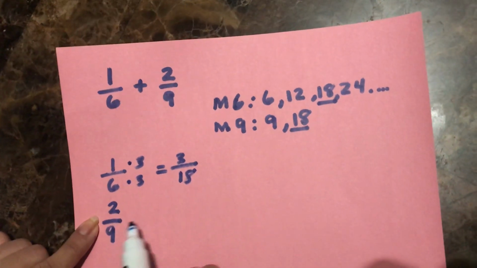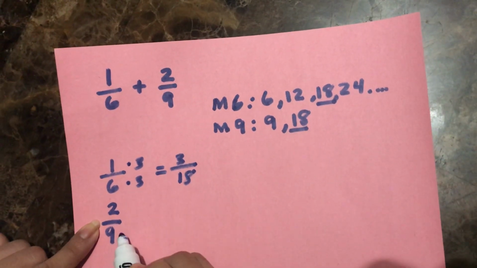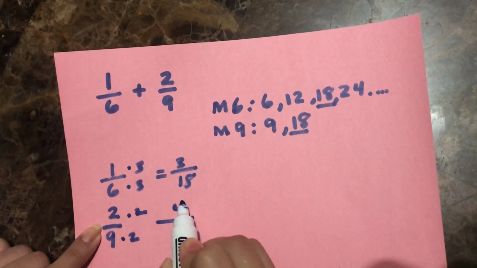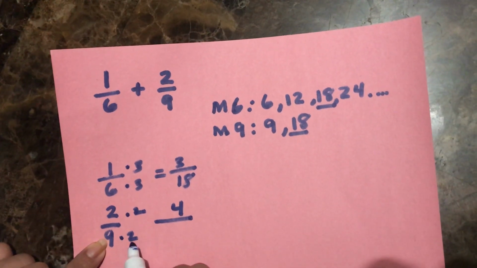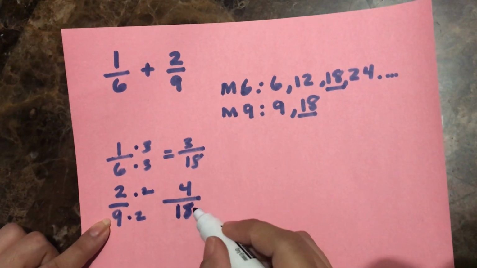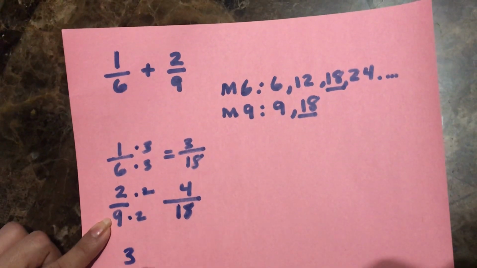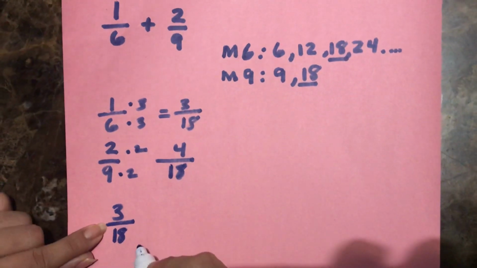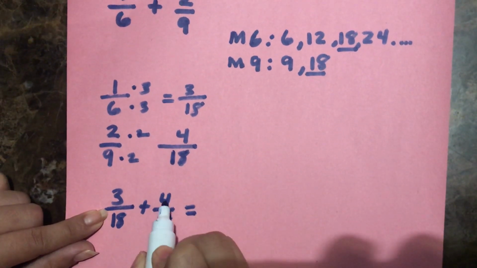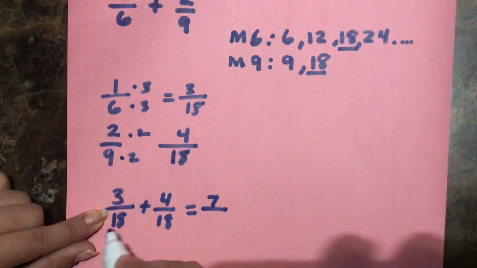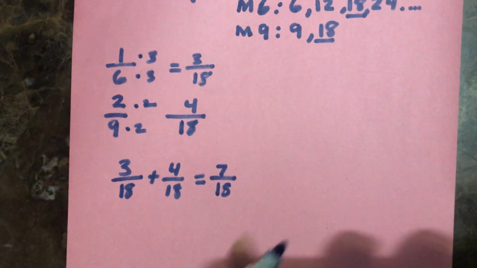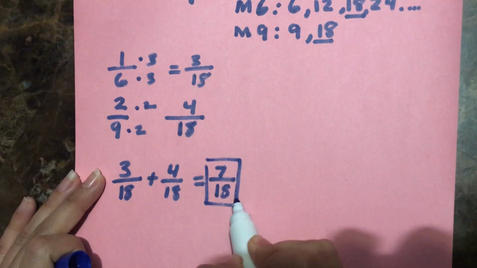And now we move on to 2 over 9. We found that 9 times 2 equals 18, so 2 times 2 equals 4. And then 9 times 2, because again we use the 2 to find 18 for the least common multiple, is 18. Now that we have the same denominator, we can add the fractions. So 3 over 18 plus 4 over 18 equals, what's 4 plus 3? 7. Again, we keep the same denominator, so it's 7 over 18. And that's the answer for that one.